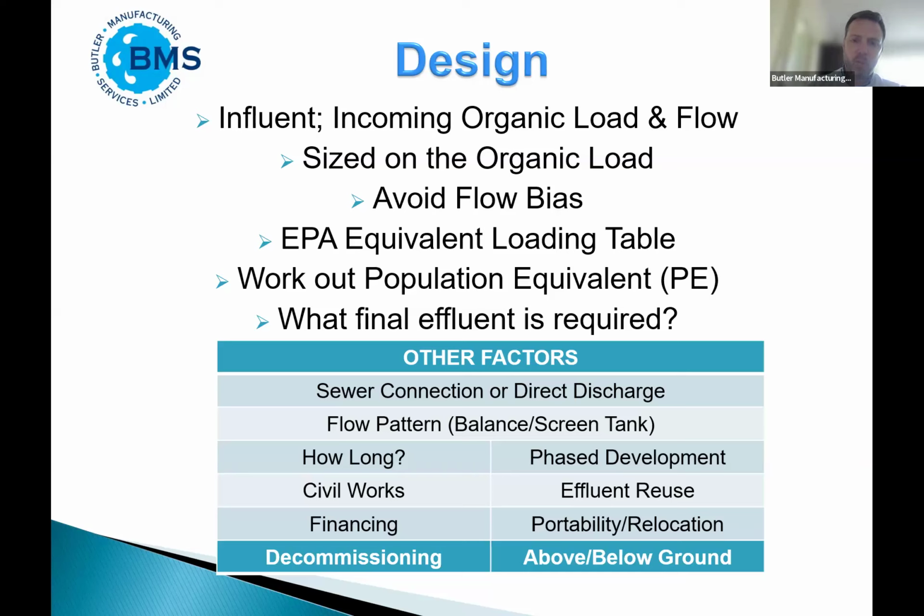And also portability and relocation. For temporary sewage treatment, having a system that can be moved to another site is really important, or has a resale value after. And from an environmental point of view, this is important. And again, can the system go above or below ground? Above ground is the easiest way, but if you go below ground, you can often get gravity flow in and not have to use pumps. So a system that can do all of the above is what you really want.